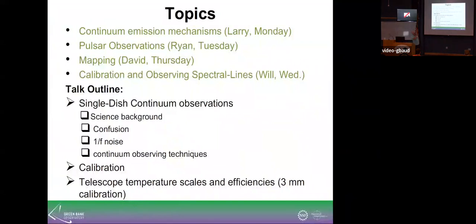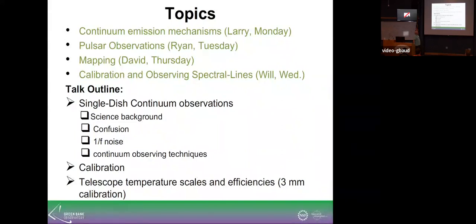So topics we covered, you already had continuum emission mechanisms from Larry on Monday, if you remember: synchrotron, free-free, accelerated particles giving off radio emission. Ryan talked about pulsars yesterday. I wasn't there for that, but I'm sure that went well, so I'm not covering that. Mapping, I'm covering on Thursday. A lot of times we include it with the continuum. And then we have the spectral line. Will's going to do spectral line, and I'm going to do continuum observation.